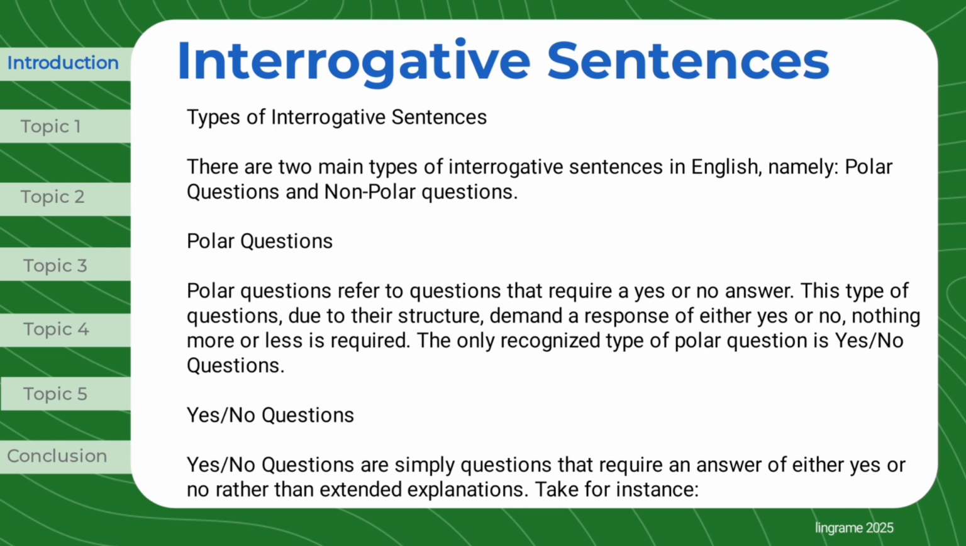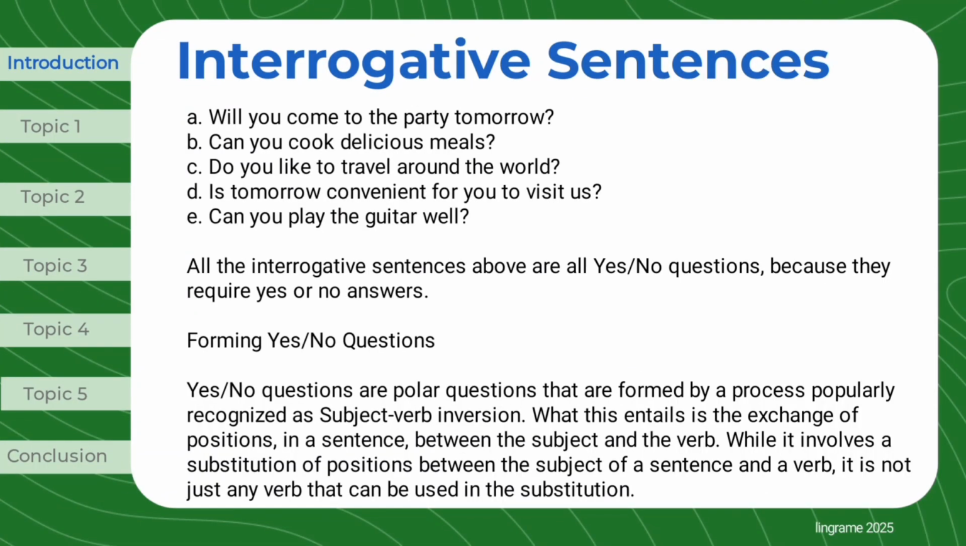Yes, no questions. Yes, no questions are simply questions that require an answer of either yes or no rather than extended explanations. Take for instance, will you come to the party tomorrow? Can you cook delicious meals? Do you like to travel around the world? Is tomorrow convenient for you to visit us? Can you play the guitar well? All the interrogative sentences above are yes, no questions, because they require yes or no answers.